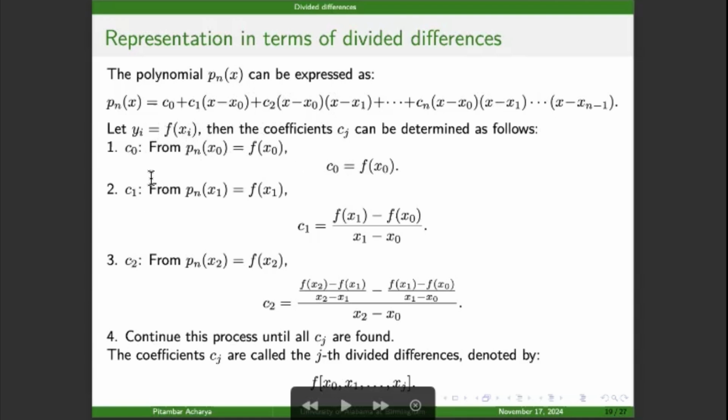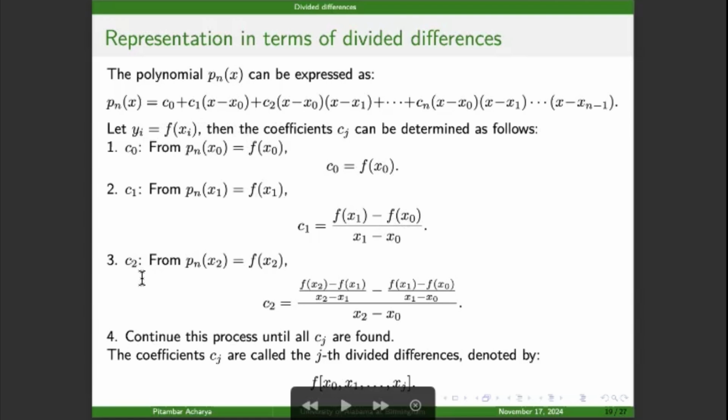When we plug x1 into this polynomial interpolant, P_n(x1) equals f(x1). The rest will become 0. So c1 is given by (P_n(x1) minus c0) divided by (x1 minus x0). So we can replace c0 by f(x0), and we get this slope-like formula. It is actually a slope.